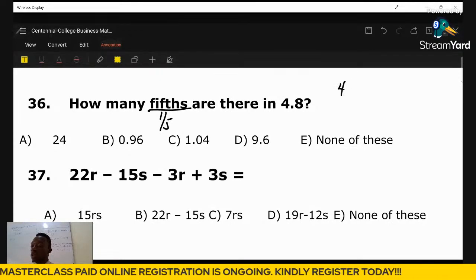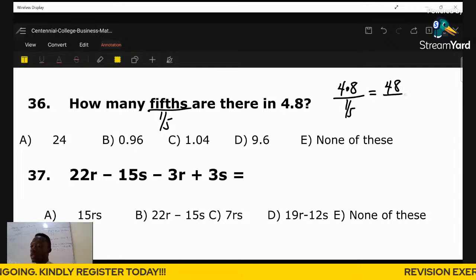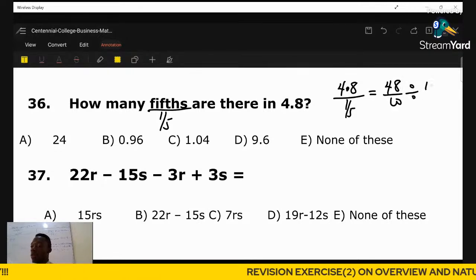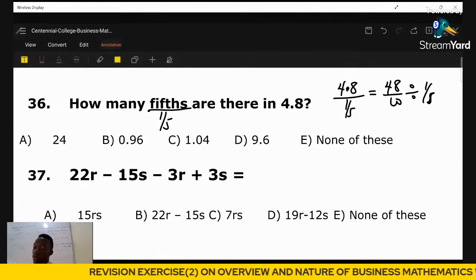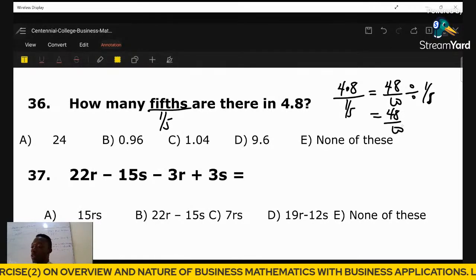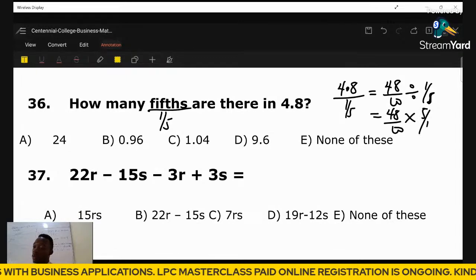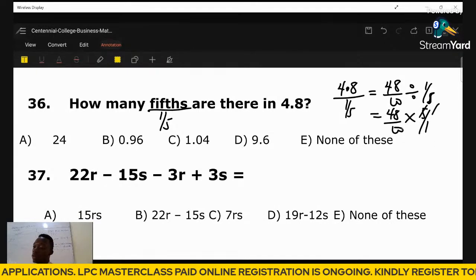So this is what we're going to do. We say that 4.8 divided by 1 over 5. So I can write this as 48 over 10, divided by 1 over 5. Remember, these are two fractions that we are dividing, so find the reciprocal of the other, right? So that becomes 48 out of 10. And the reciprocal of 1 over 5, once you find the reciprocal, the division sign changes to multiplication, and that becomes 5 out of 1. So 5 goes to itself 1, it goes to what?